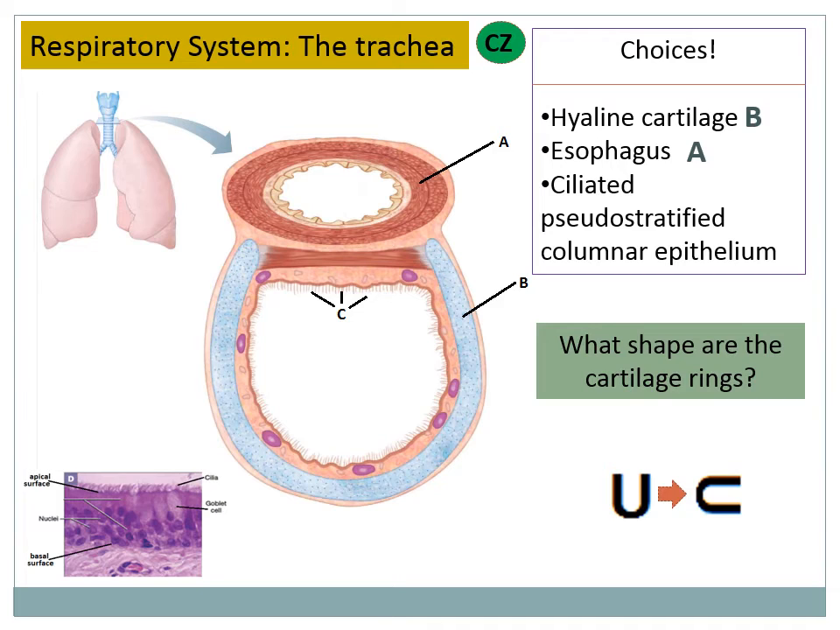That leaves C, and C is going to be our ciliated pseudostratified columnar epithelium, just like we talked about earlier. We want to have that cilia as it's going down our trachea. The shape of our cartilage rings here, they look like a U when you look at them this way, but often they're referred to as C-shaped. So they are C-shaped rather than U-shaped. So that's just the shape of our cartilage rings.